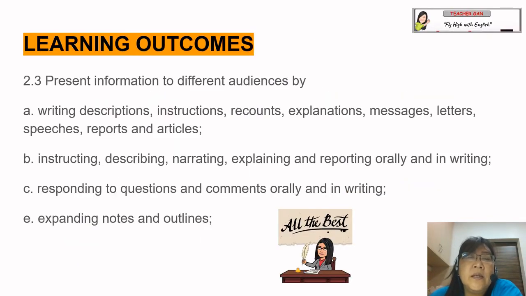First, let's look at the learning outcomes. We have 2.3, present information to different audiences by A, writing descriptions, instructions, recount, explanations, messages, letters, speeches, reports, and articles. Then we have B, instructing, describing, narrating, explaining, and reporting orally and in writing. C, responding to questions and comments orally and in writing. And E, expanding notes and outlines.